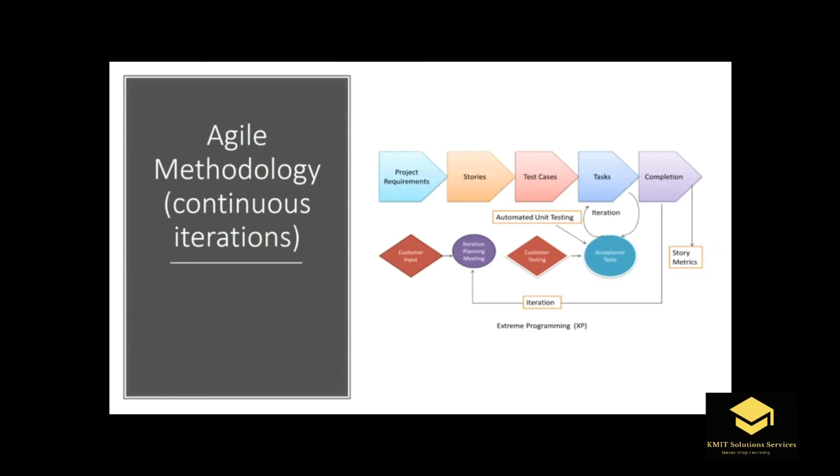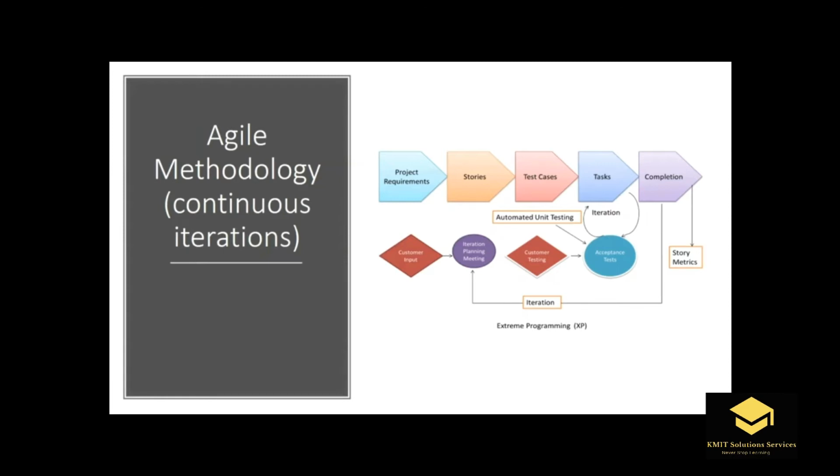So here you see the software development cycle for agile. The agile methodology is very much used by developers because they have iterative meetings with the customer. They show the output to the customer, take the input, and if any changes are required, they make the changes. So project requirements are converted into user stories, and user stories are further divided into test cases, and test cases are the tasks which are developed by the developers.